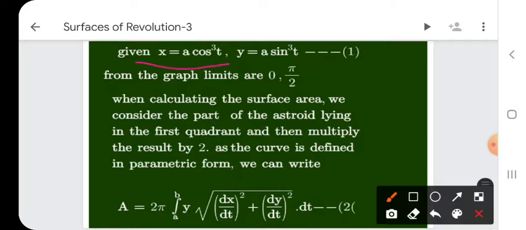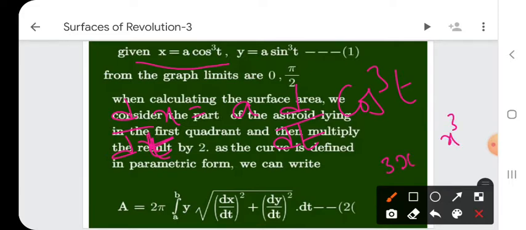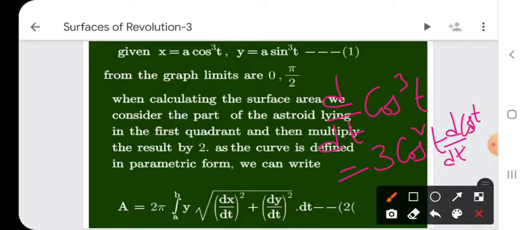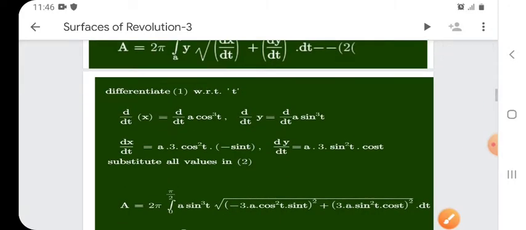See here, what is x here? a cos cube t. So I write dx by dt equals a, which is constant, then d by dt of cos cube t. What is the differentiation of x cube? x cube gives 3x square, and we differentiate x again. Here also, d by dt of cos cube t equals 3 cos square t, and we differentiate cos t again. What is the differentiation of cos t? Minus sin t. So the differentiation of a cos cube t is minus 3a cos square t sin t.